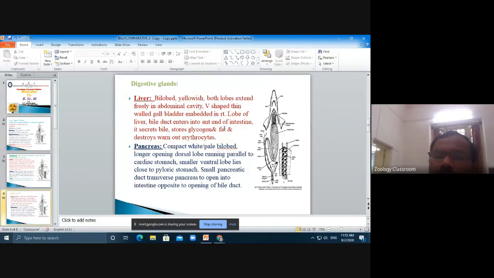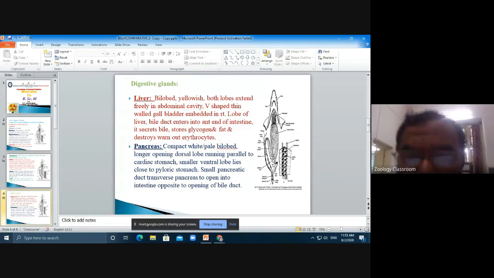Okay, so it is a bilobed yellowish gland, the largest gland in the body, and both the lobes extend freely into the abdominal cavity. Beneath the esophagus onward, both the lobes of the liver extend deeply into the abdominal cavity. It means it is much longer. Further, on the right side of the liver lobe, there is a V-shaped, thin-walled gallbladder, and this gallbladder is useful for the temporary storage of the bile.